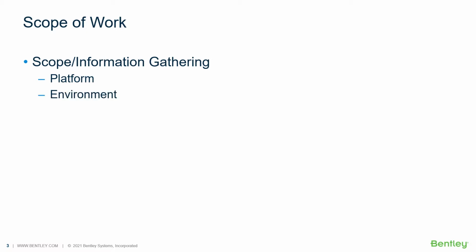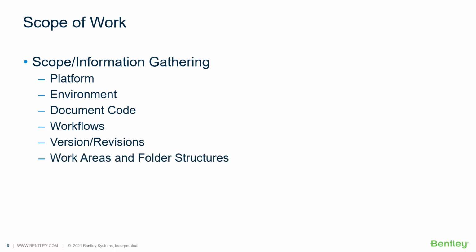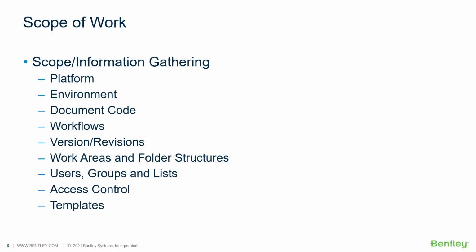The environments, your document coding for your drawings and your general office documents as well. We're going to look at the workflows, which is part of your business process. We're going to look at your versioning and your revisioning. We're also going to look at your work areas and your folder structures. We're going to look at your users, groups, and lists. Then the most important is the access control. And then we're also going to talk about templating some of your information.